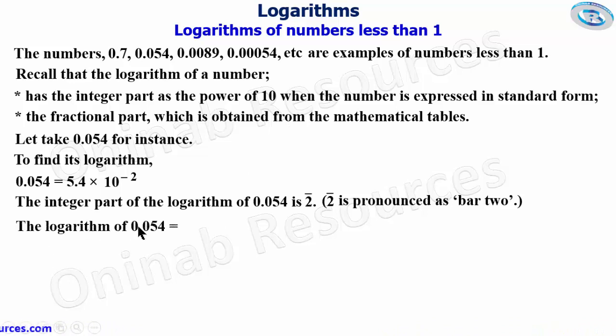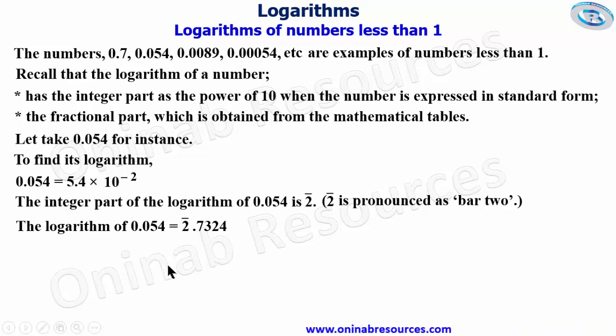So the logarithm of 0.054 is going to be bar 2, which is the integer part, and the decimal fractional part is 7324, which is obtained from the mathematical tables. It is the integer part of the logarithm of a number less than 1 that makes it different from the logarithm of numbers greater than 1. We have treated that one in our previous videos. Check the description section of the video on our YouTube channel to get them.